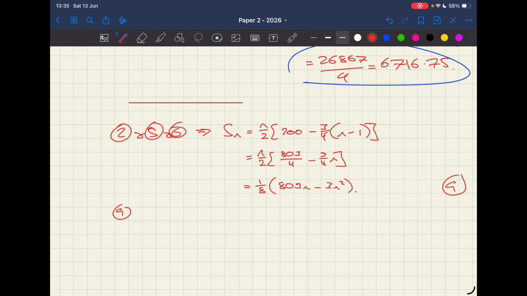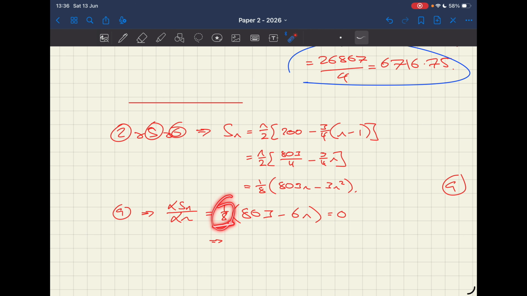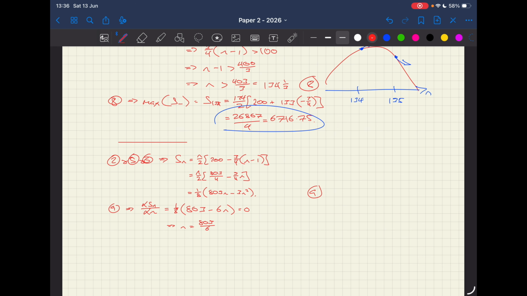So number 9, that's going to tell us that when we differentiate that summation with respect to n, the 8th will stay at the front. For the 803n, the n goes. For the n squared, we times it by the 2, and then we're going to drop that power. And we want this thing equal to 0. As we do that then, the 8th isn't going to change anything, so it's just this bracket. So it's 803 on 6, which equals n, which is 803 on 6. So that should hopefully be very similar to what we had up here.